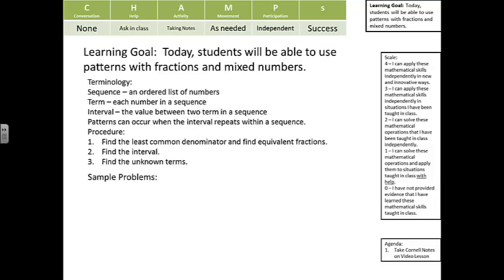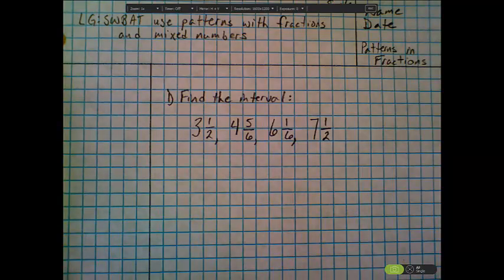So let's do a sample problem. In that sample problem, we're going to find the interval, or sometimes it's called the rule, of the following sequence: 3 1/2, 4 5/6, 6 1/6, and 7 1/2. Okay, so I've gone ahead and written down the problem.